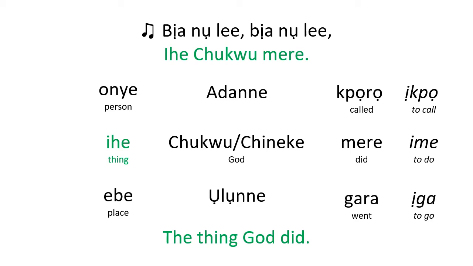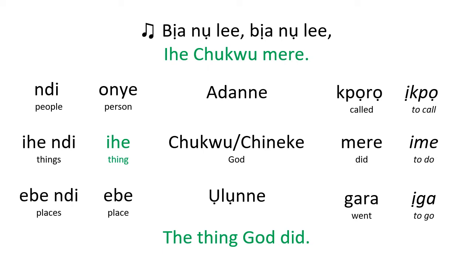What if it's more than one person or more than one place or more than one thing? Here's how you would say them. Ndi, people. Ihe ndị, things. And ebe ndị, places. Biale ndị Adanne kpọrọ. Biale ihe ndị Olunne mere. Biale ebe ndị Adanne na Olunne gara.